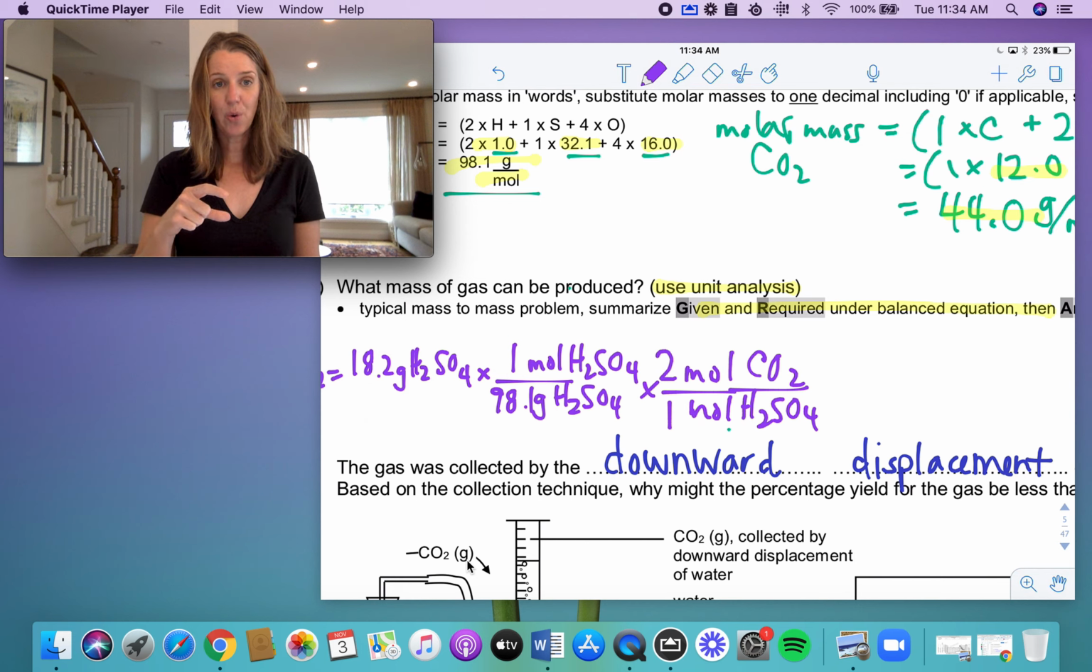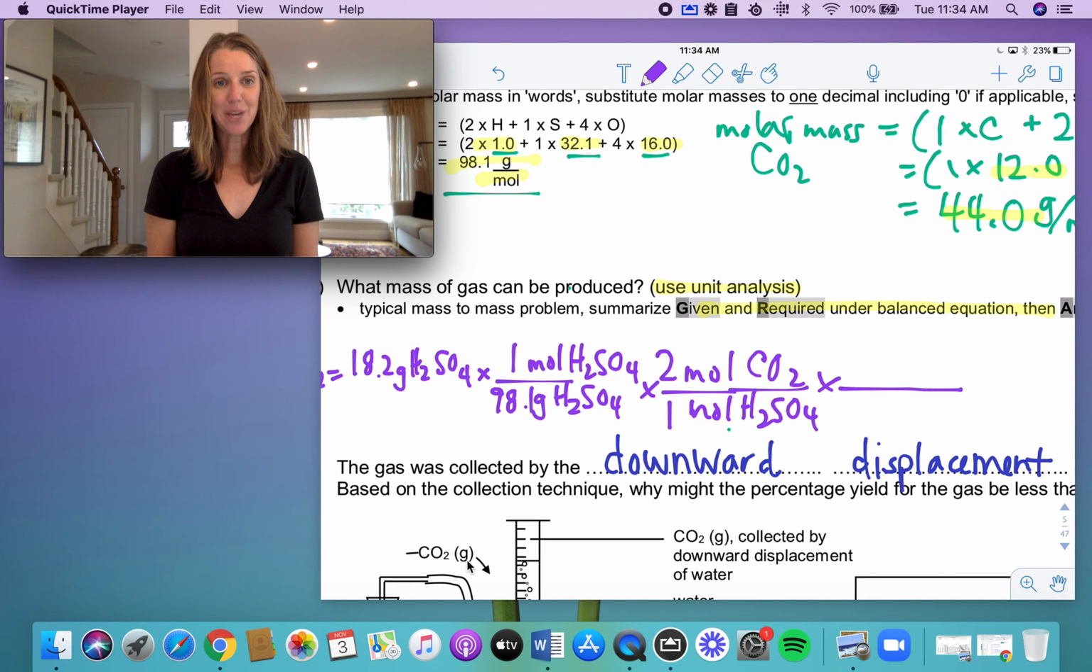This is now just showing me that once I calculate the number of moles of H2SO4, I know that they will react in a ratio of 1 to 2. So if I solved step number 2 here in my stoichiometry, I would then have the answer of how many moles of CO2 that makes. The question doesn't stop there because the question wants me to convert that into a mass. So then I use my molar mass that I calculated for CO2.